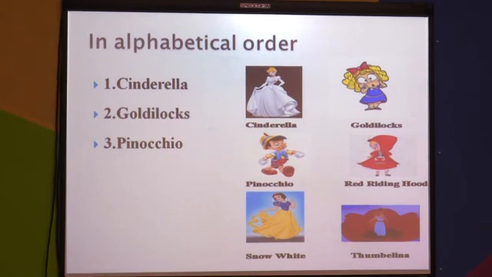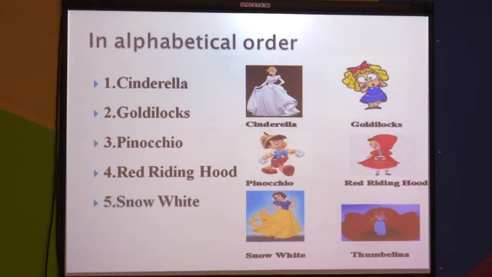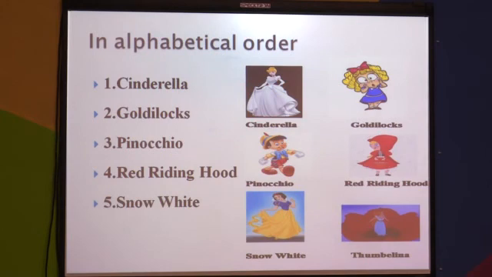Fourth word we can say is Red Riding Hood. Fifth word is Snow White, and last word is Thumbelina. You have to note down these answers in your textbook.